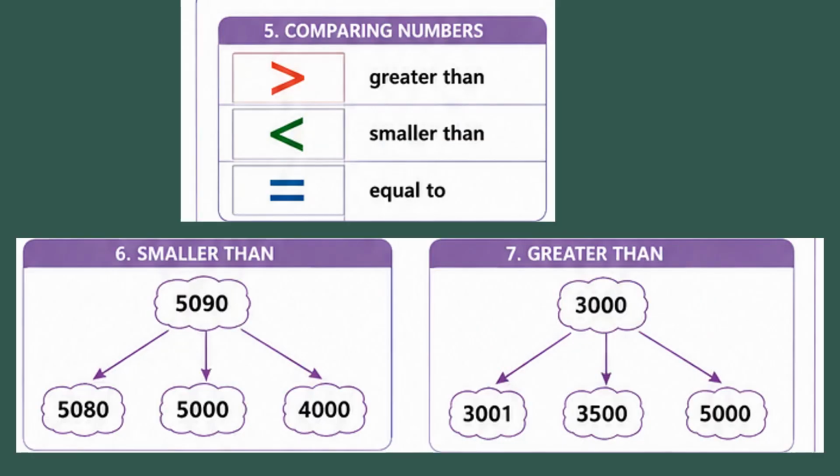Greater than, smaller than. This is what we have learned in our third standard as well. Greater than, smaller than, and equal to. Now let's take an example here. 5090. Is it greater than 5080 or smaller than? Yes, this number is greater, and the numbers smaller than 5090 are 5080, or let's say 5000 or 4000. Now the numbers greater than 3000 are 3001, 3500 and 5000. All these numbers are greater than that.